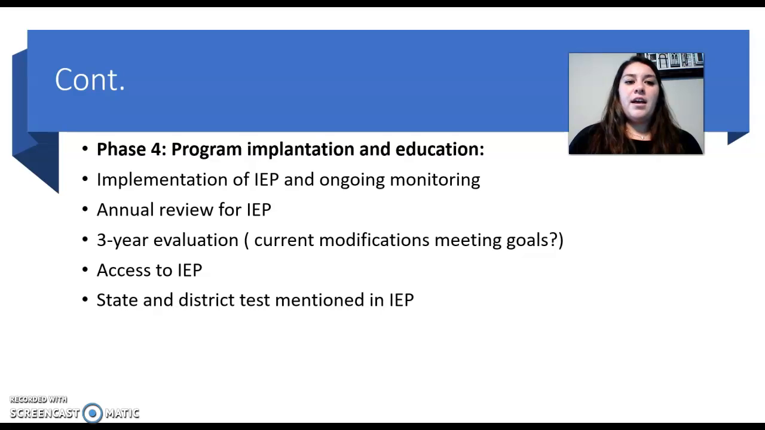And then every 3 years there's an evaluation. So are the current modifications and accommodations meeting the goals? Is that helping the student? If not, what other things need to be done to help that student? And then parents have access to the IEP always. When requested, the school needs to give it to them. State and district tests are mentioned in the IEP, so if there are any accommodations or modifications during those testing periods.